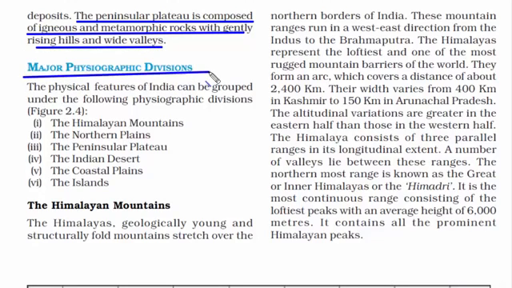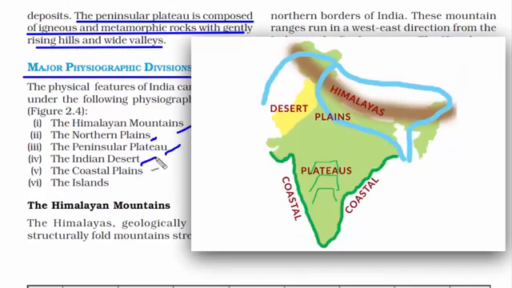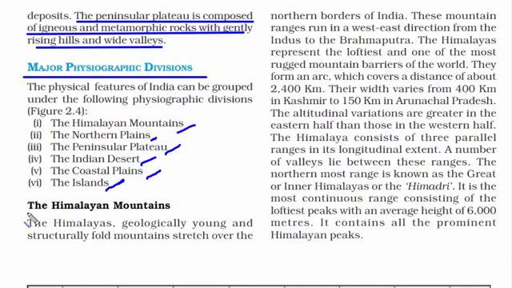Now we will read about the major physiographic divisions. They are the Himalayan mountains, the northern plains, the Peninsula Plateau, the Indian desert, the coastal plains, and the islands. First one is the Himalayan mountains.